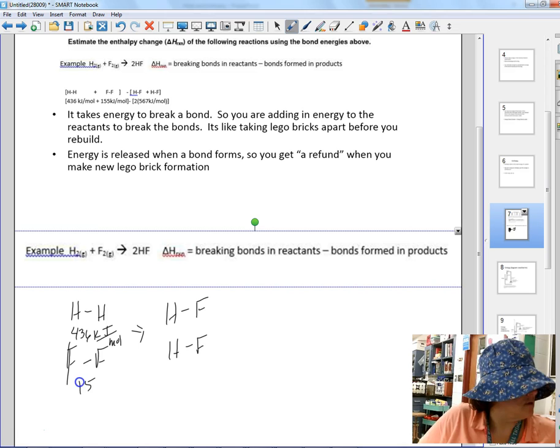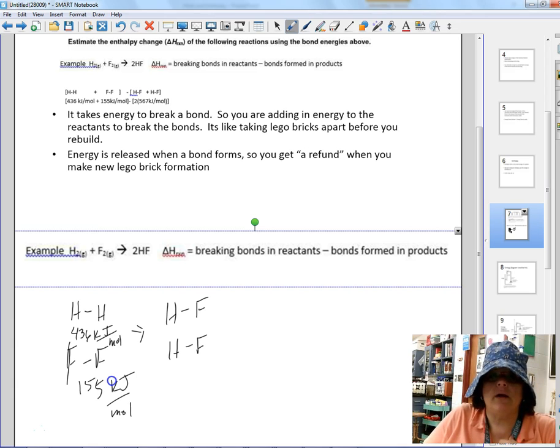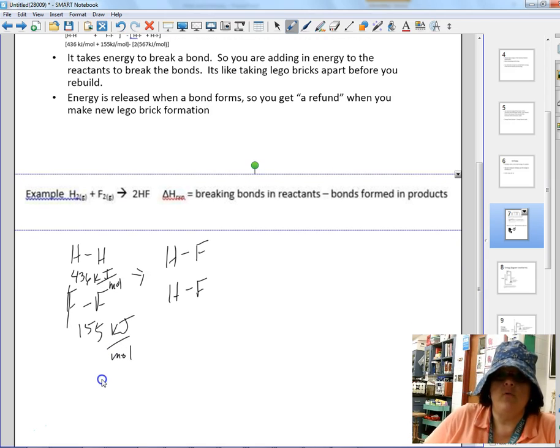If we scroll back up and look at the fluorine, it's 155 kilojoules per mole. So that's the total amount of energy. If we add those two together, we're going to get the total energy that we had to put into the hydrogen and the fluorine to break them. 436 plus 155.